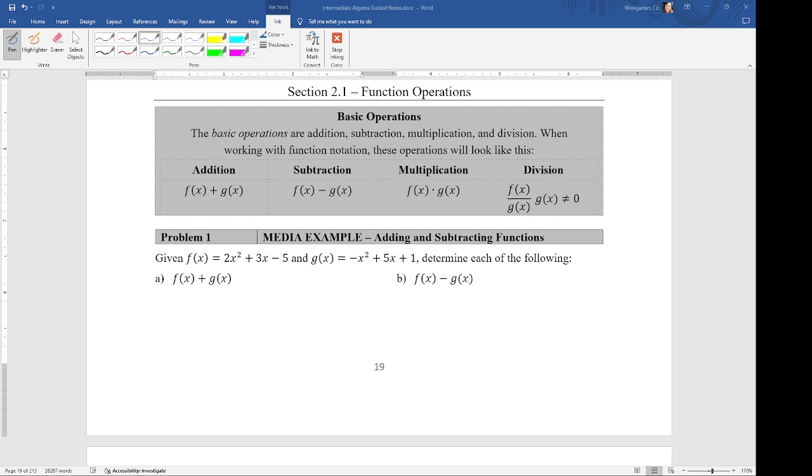So what we do to add functions together is we take the first function, f of x, so I'm just going to write down what f of x is. And I'm going to add on g of x. So I'm going to add g of x, but I'm going to put g of x in parentheses.